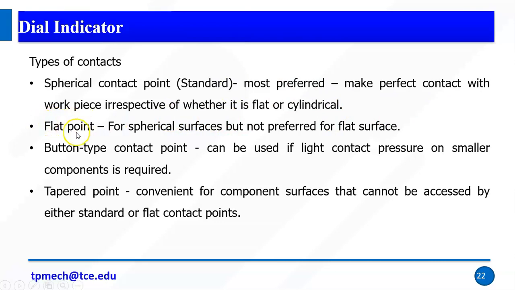Instead of spherical, we can use a flat point. If we know the surface is very flat, we can use a flat point. Then the area of contact is large, so we will get the exact value. It is for flat surfaces, but not preferred for spherical surfaces. Button type can be used when light contact pressure on smaller components is required. The tapered point is convenient for compound surfaces that cannot be accessed by either the standard or flat contact point. So if nothing else works, I go with a tapered point.